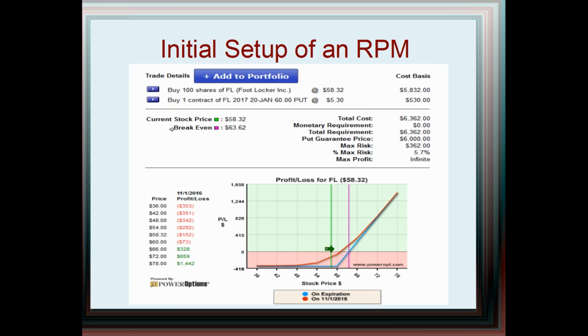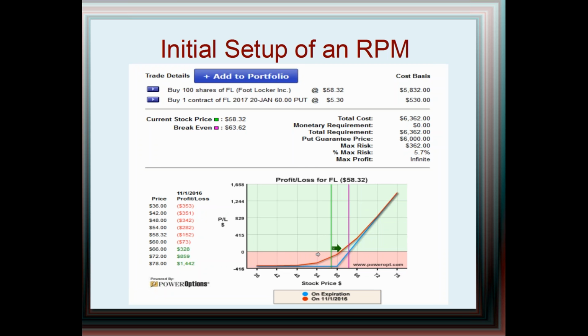Even though my static break-even is 63.62, which only occurs really at expiration, meaning if I held this position all the way to January expiration, made no adjustments, accepted no dividends, and the stock was trading below $60 per share, that's when I'd realize the maximum loss. Because we bought the put several months out in time, the put doesn't decay one-to-one with the stock. I'm not 5.7% behind the 8 ball when I first opened this position.